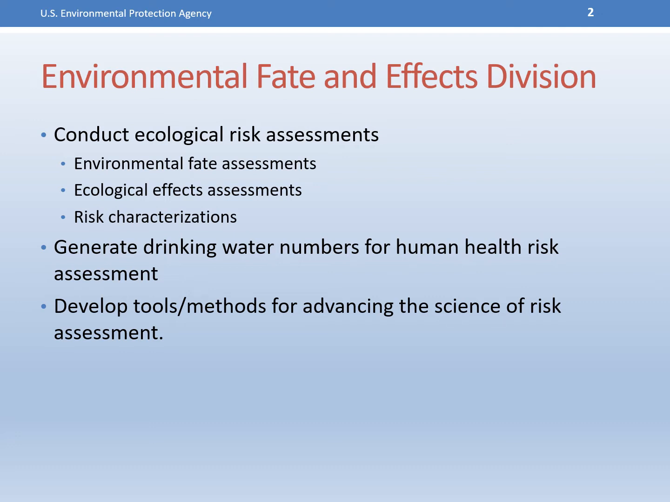The Environmental Fate and Effects Division, in which I work, is where ecological risk is assessed for conventional pesticides. The division has three main functions: to conduct ecological risk assessments, to generate drinking water numbers in support of human health risk assessments, and to develop tools and methods for advancing the science of risk assessment. Within the division, there are roughly 89 staff members reflecting a broad range of disciplines within the sciences.